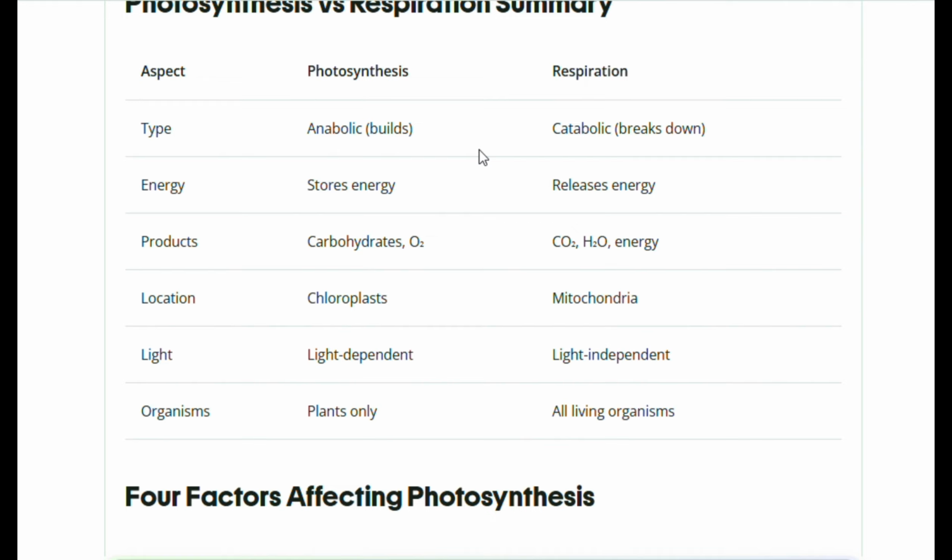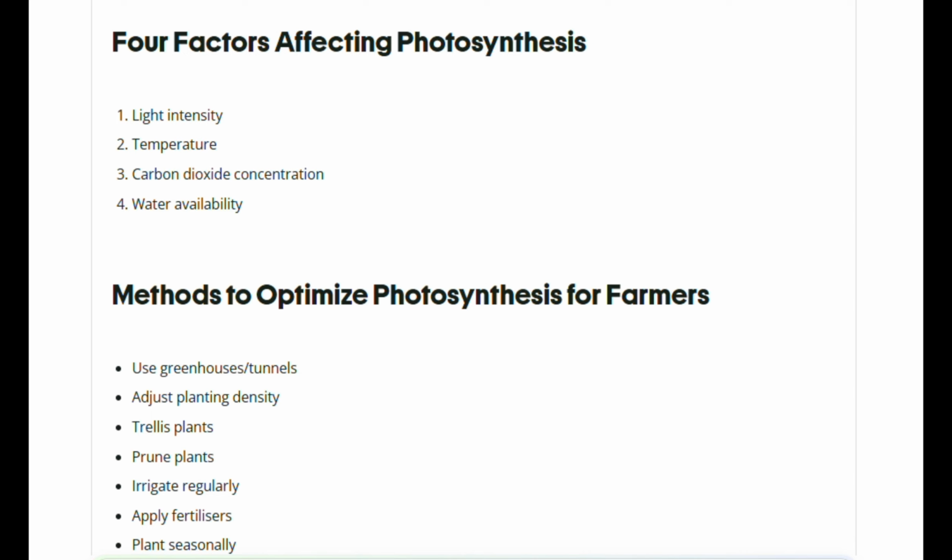Photosynthesis. Remember, this is a recap because we did this previously, right? 1. Light intensity, 2. Temperature, 3. Carbon dioxide concentration, 4. Water availability. Those are the 4 factors affecting photosynthesis.